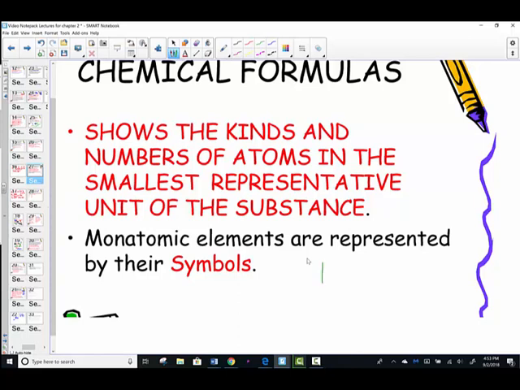For example, sodium ion is a monatomic ion. It's represented by the elemental symbol Na and its ion charge of +1. Chloride, Cl, -1, is a monatomic ion represented by its symbol and charge. And notice how I added the -ide.